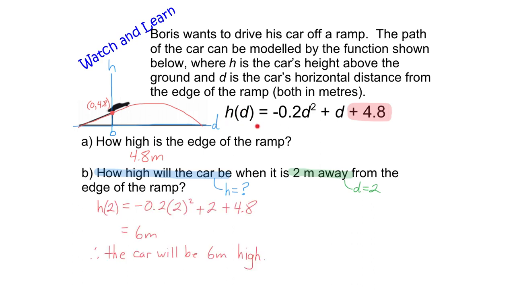So I'm going to use my equation, and in function notation, I'm finding the height at 2 meters distance, h of 2. So d is 2, replace d with 2, and do the calculation. I get 6 meters. So if you are told a value for one of your variables and you're asked to calculate the other variable, just substitute the number you know into the equation and solve for the other variable.